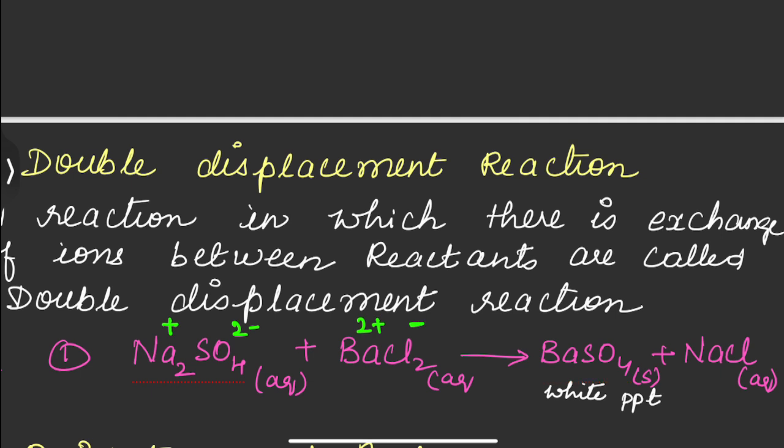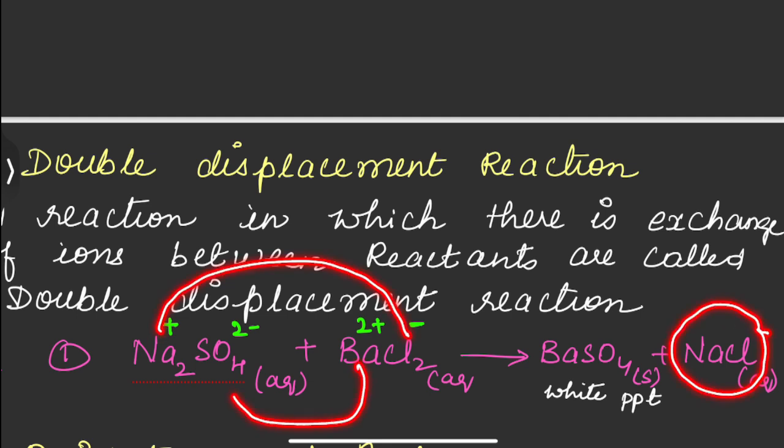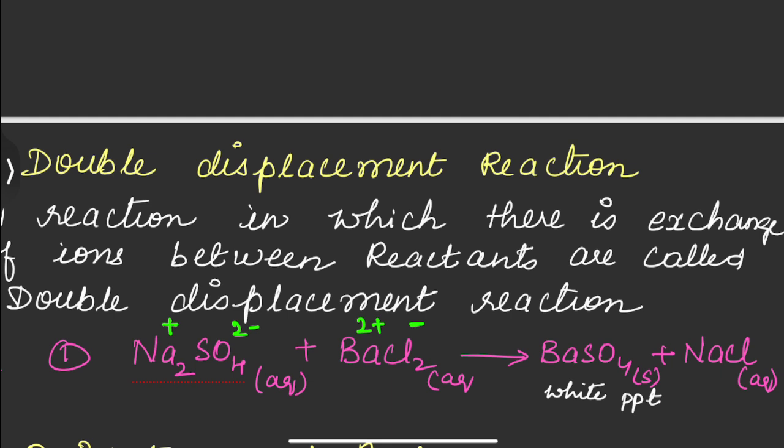Always remember that plus will combine with minus. So sodium is going to combine with Cl. As a result what is the product you are getting here? Sodium chloride. And again this plus is going to combine with minus. So Ba 2 plus and SO4 2 minus, what you will get is barium sulfate. Remember plus and minus will combine, and here plus and minus will combine. As a result you will be getting two products.